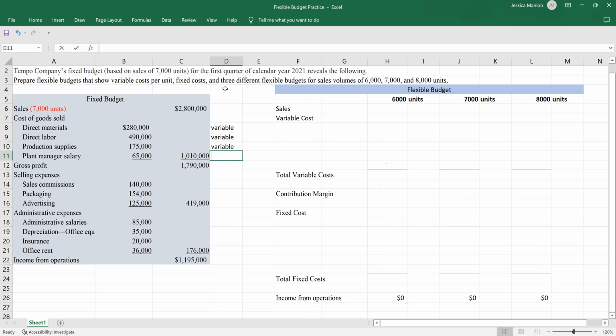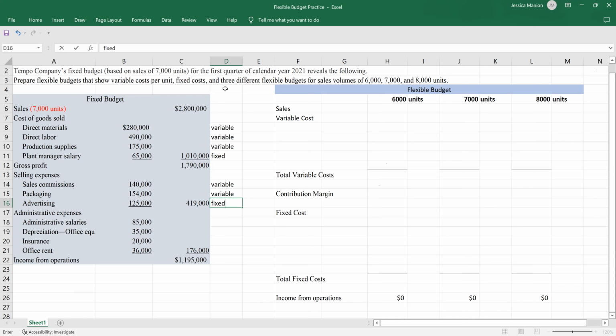Plant manager salary, however, is a fixed cost. Remember, plant manager salary is a fixed amount. No matter if we produce 100 units or 200 units, the plant manager salary remains the same. Sales commissions are a variable cost. Again, the more units we sell, the more sales commissions we have to pay. Packaging, again, is a variable cost. The more units we produce, the more cost we'll have for packaging, and it makes sense.